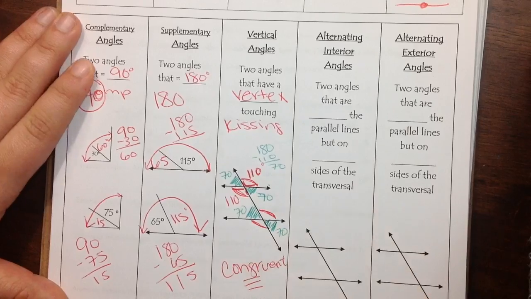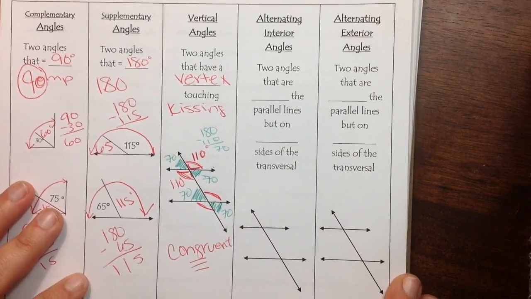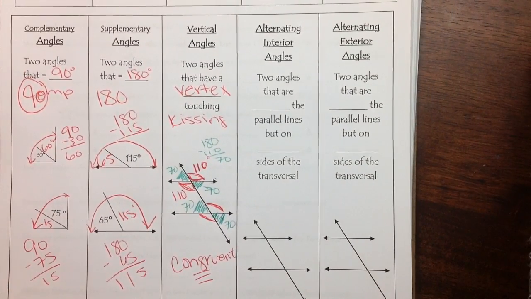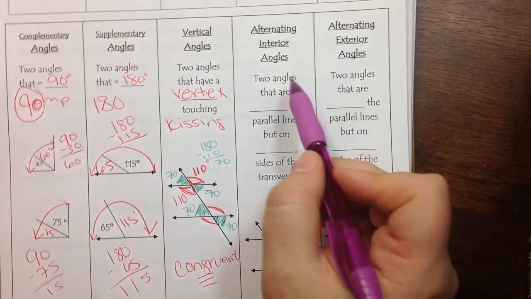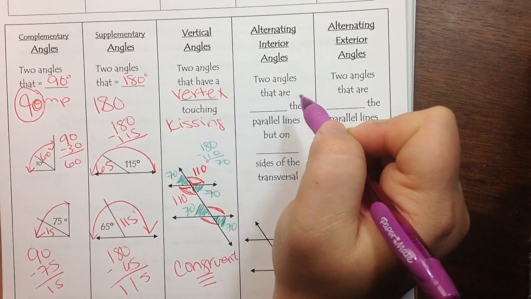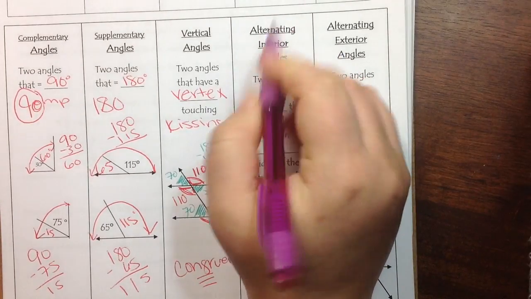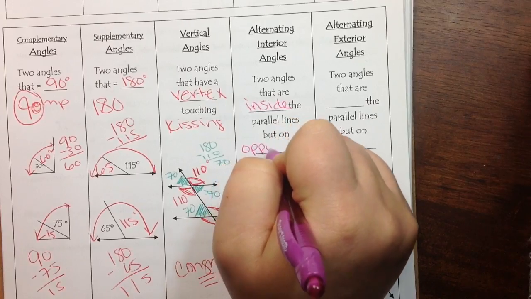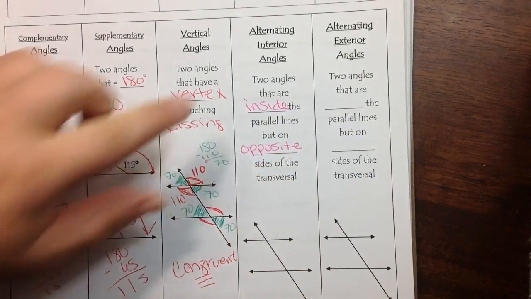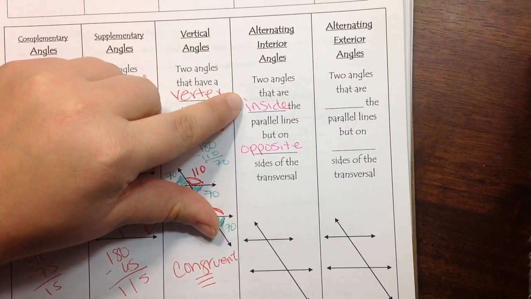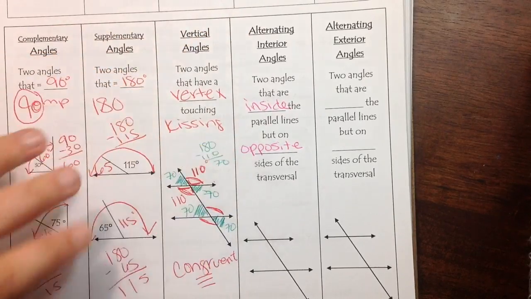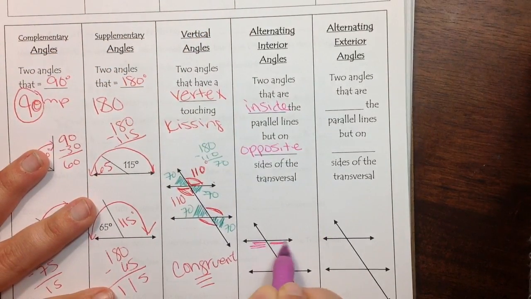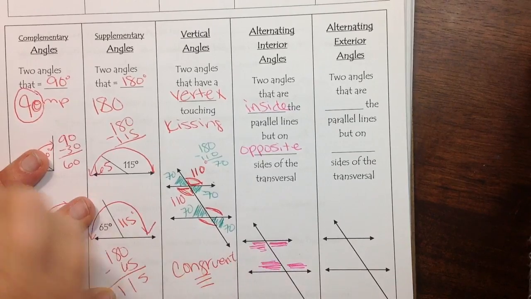Okay? All right. Alternate interior. The word alternate actually means opposite. So it's two angles that are, interior means inside the parallel lines, but they are on opposite sides of the transversal. So interior means inside, alternate means opposite. So interior would be here. We're inside the parallel lines. Parallel line, you're inside of it.